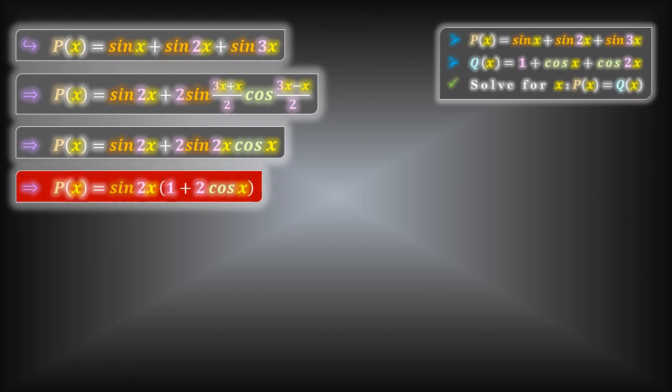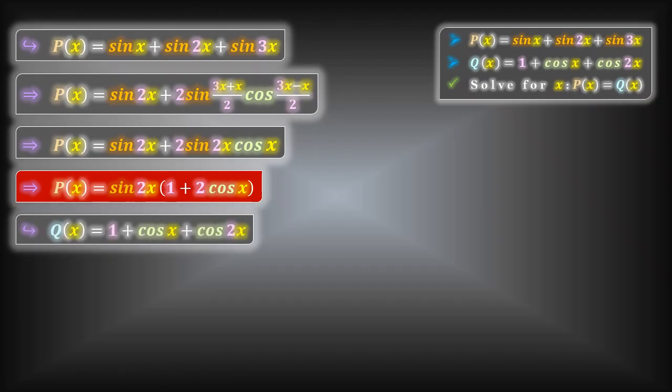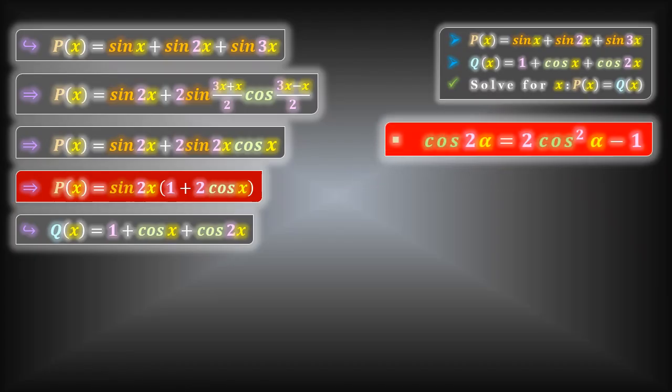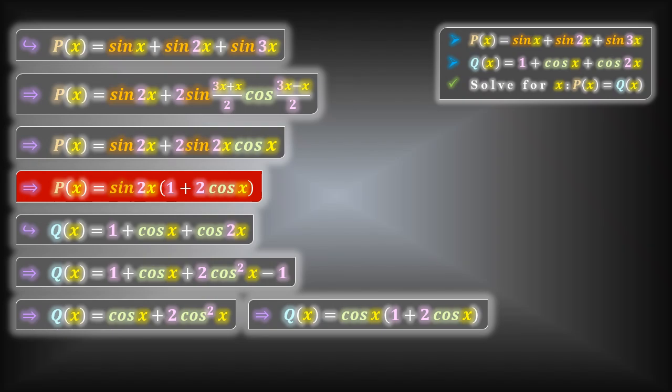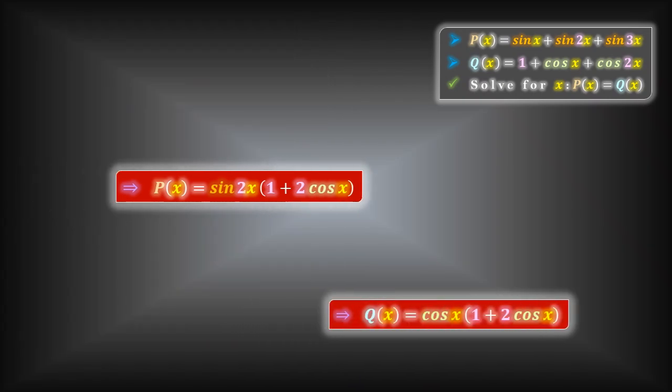Now let us simplify the expression q of x, which is equal to 1 plus cosine of x plus cosine of 2 times x. Using the trigonometric identity, cosine of 2 times alpha is equal to 2 times cosine square of alpha minus 1, we obtain q of x is equal to 1 plus cosine of x plus 2 times cosine square of x minus 1. This means that q of x is equal to cosine of x plus 2 times cosine squared of x. By extracting cosine of x as a common factor, we obtain q of x is equal to cosine of x multiplied by 1 plus 2 times cosine of x.